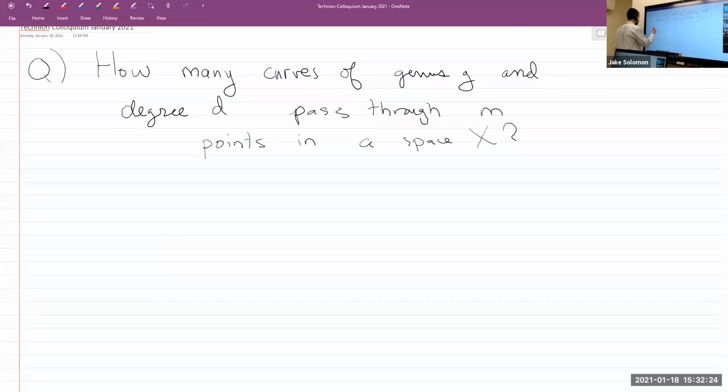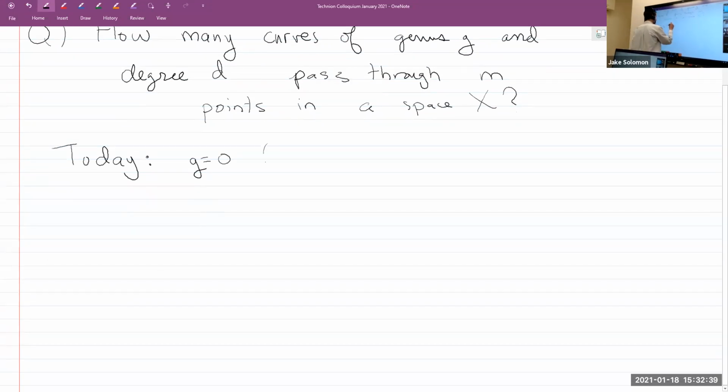So what does this mean more concretely? Today we're going to focus on the case G equals 0. And that's what we call rational curves, for reasons that will soon become evident.